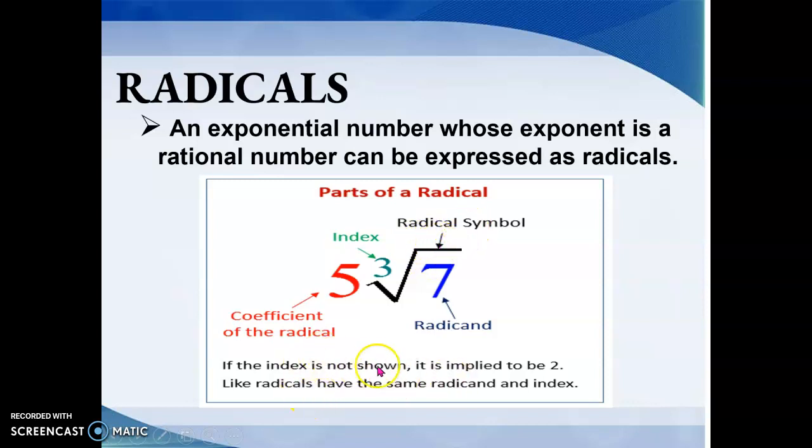If the index is not shown, halimbawa dito, walang nakalagay na number, it is understood that the index is 2. Halimbawa, square root. Hindi na po yun sinusulat. So, ayan po. Pero, ang cube root, 4th, 5th root ay nilalagay dito. Ayan. Example, ano ba ang difference ng exponential to radical?